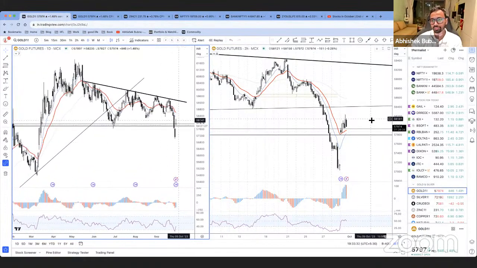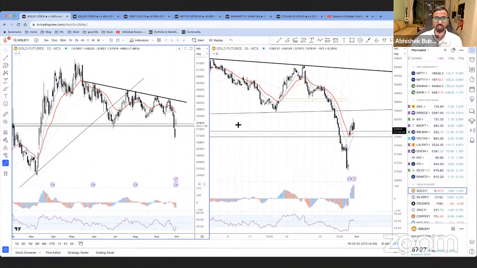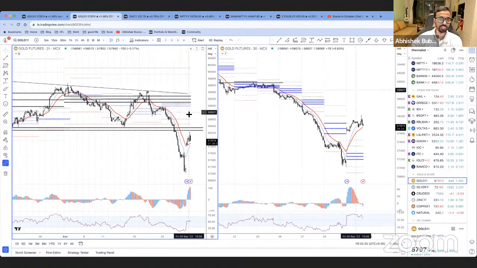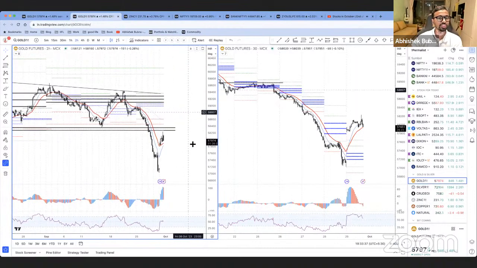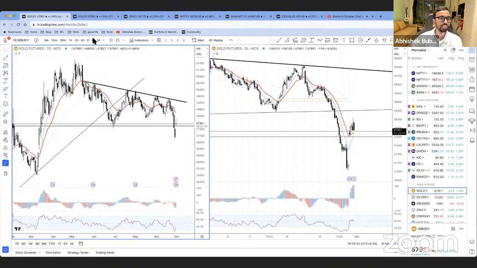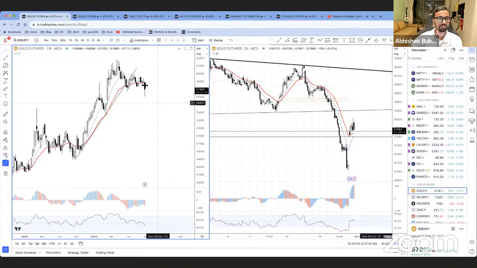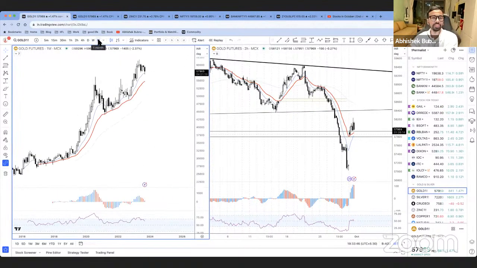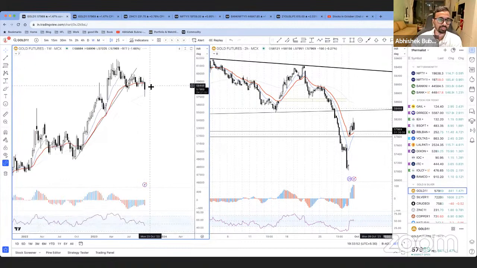So, beautiful setup. Now I'm going to open this chart here so that you understand what I'm doing. So this is the gold chart. Let me open weekly first. Weekly and monthly both are still to be closed, it's not closed yet. So this looks like a correction on the downside, but kahan tak jayega pata nahi.